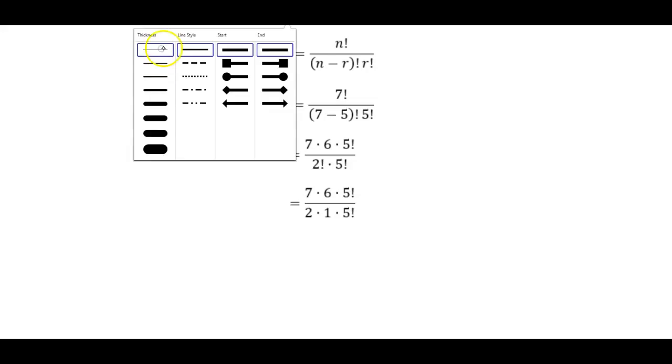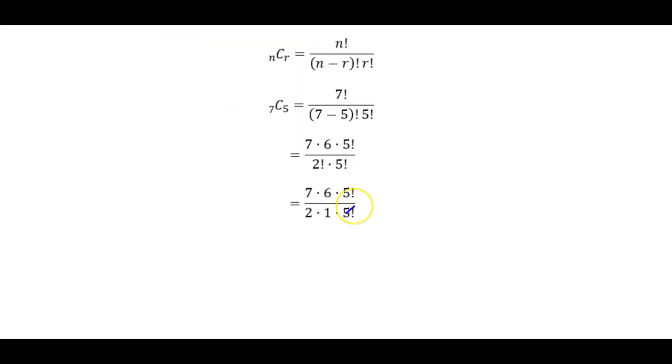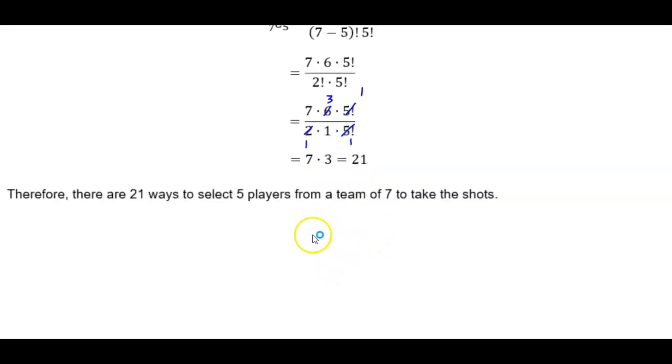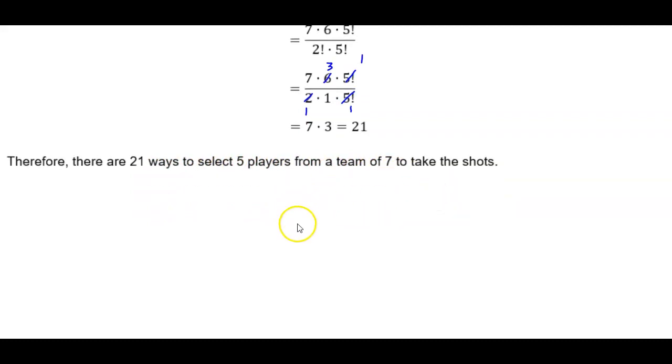So we can simplify the 5 factorial, and then we know that 2 can go into 6 3 times. So in the numerator we have 7 times 3 times 1, and in the denominator we have 1 times 1 times 1, and therefore 7 times 3 is going to give us 21. Therefore, there are 21 ways to select 5 players from a team of 7 to take the shots.